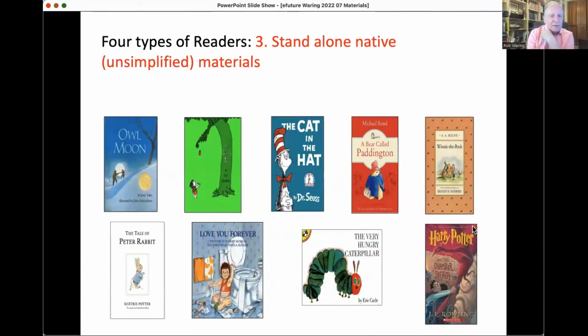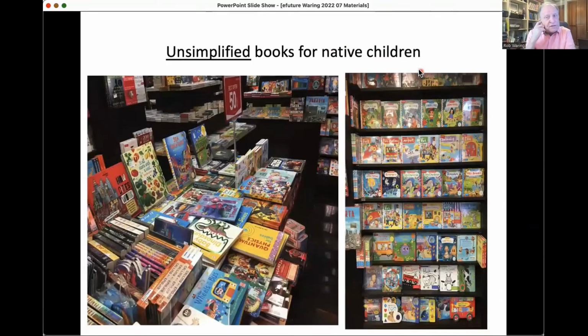The next type of reader that you could choose are standalone native materials or unsimplified materials. This is where you go to the bookstore and you find some materials which native children would read. So a 3-year-old, a 5-year-old, a 10-year-old would read. And you just pick them. So examples are Cat in the Hat or Very Hungry Caterpillar, Peter Rabbit, Harry Potter. So you would choose books that native children would read and then give those to your students. So this is a third type of material. This is typically what you find if you go to a bookstore. These are the types of books that you would typically see.